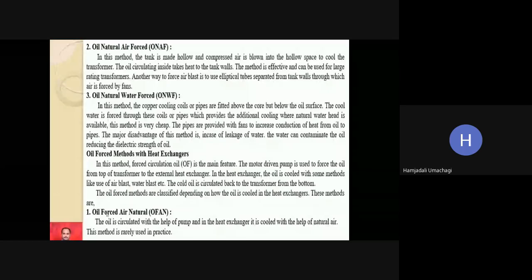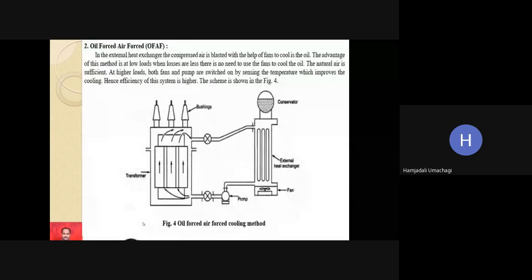If this is the case, then this method we call OFAN. OFAN means oil forced air natural method, but this method is rarely used. Then comes the second method, oil forced air forced.